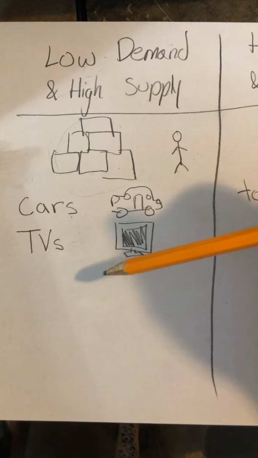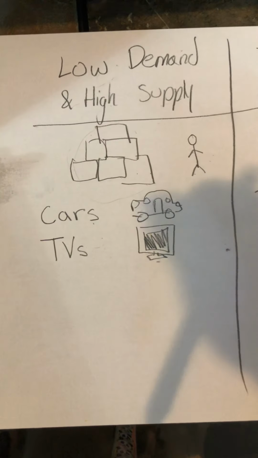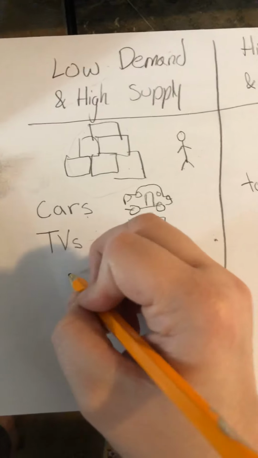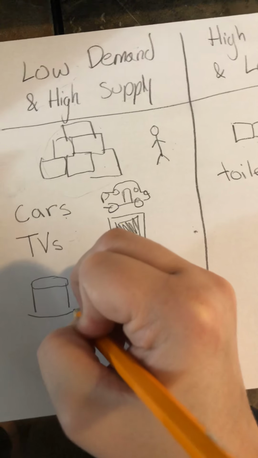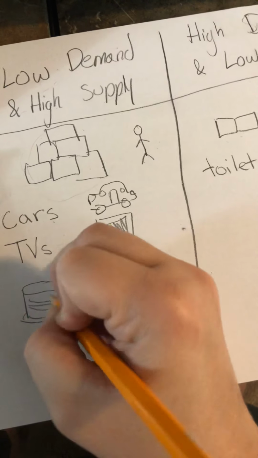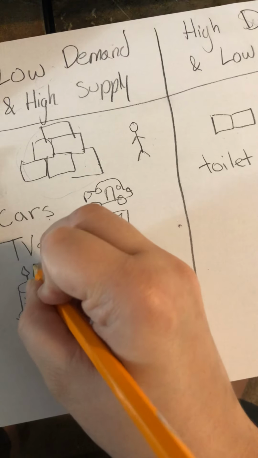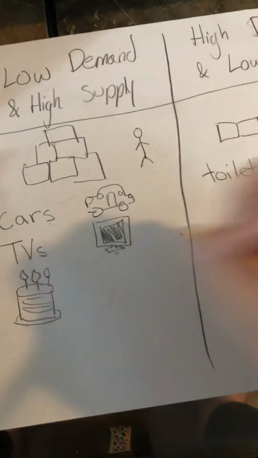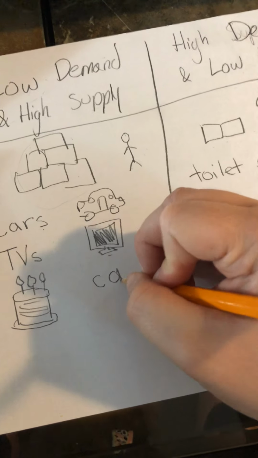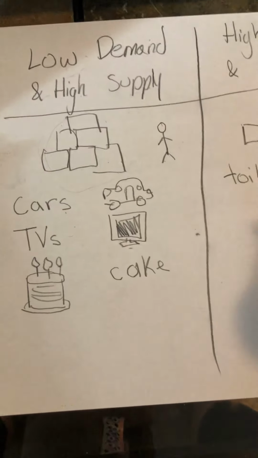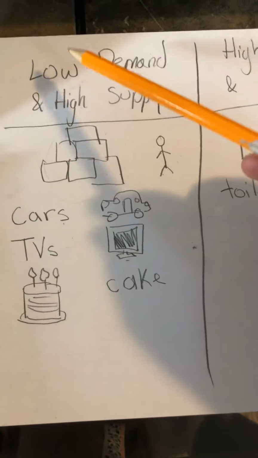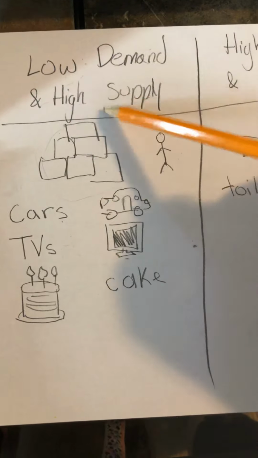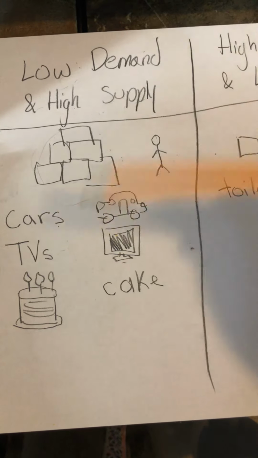I could also say another thing on low demand would probably be, do you know what this is? Cake. Because most people are buying their normal groceries and don't buy cake all the time. So those things are in low demand with high supply. There's going to be a lot of those, so you can almost always get what you want when you go to buy it on this side.